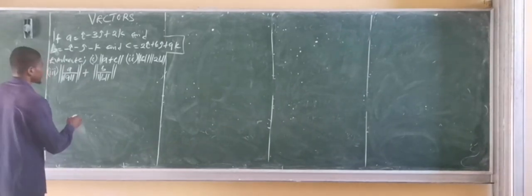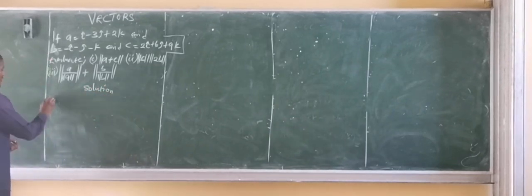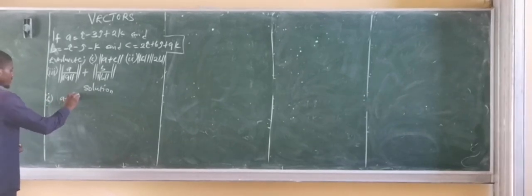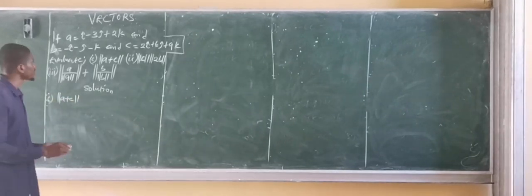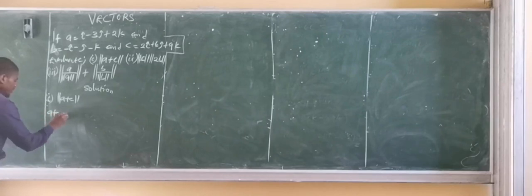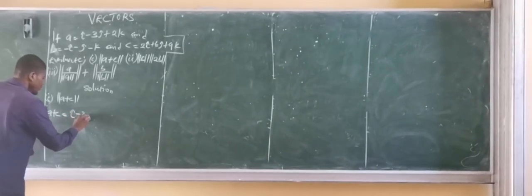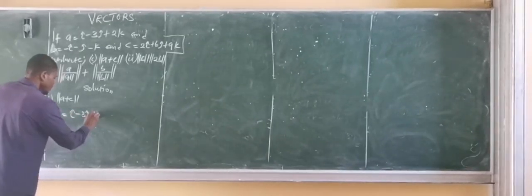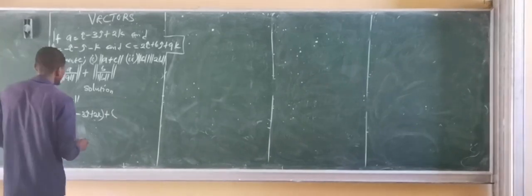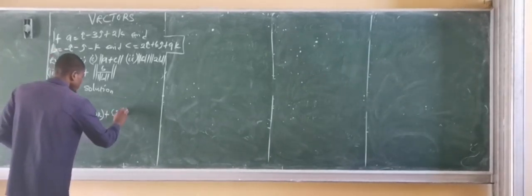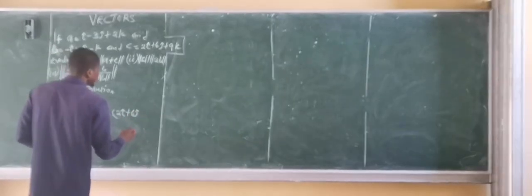Okay, so let's start with question I. Question I says evaluate the magnitude of A plus C. So the first thing to do is to obtain A plus C. We have A plus C equal to the vector A, which gives us I minus 3j plus 2k, plus C. C gives us 2I plus 6j and plus 9k.